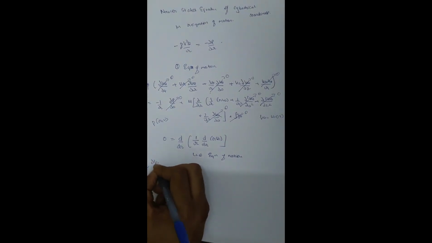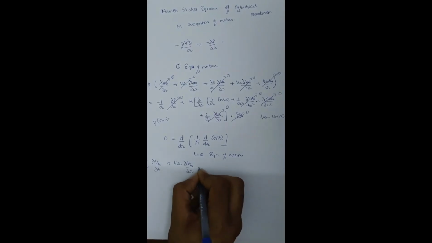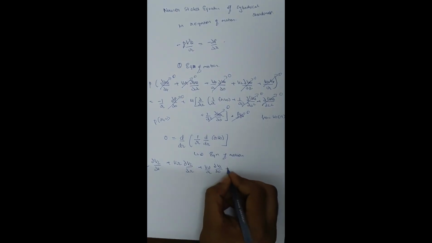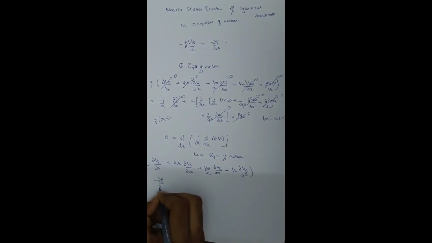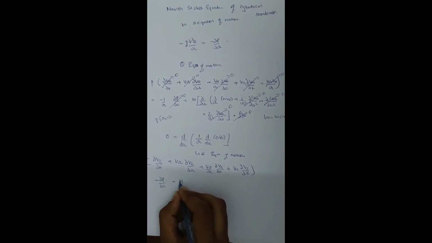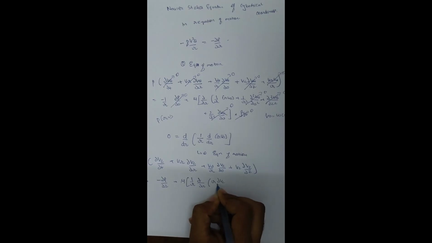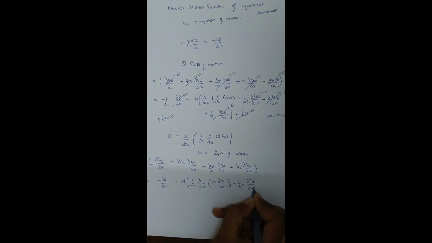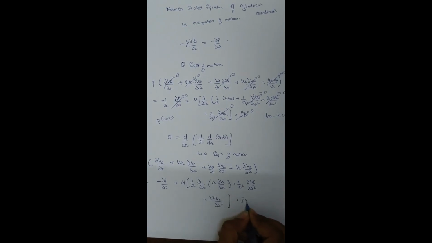So our equation over here is ρ(∂vz/∂t + vr ∂vz/∂r + (vθ/r) ∂vz/∂θ + vz ∂vz/∂z) = -∂p/∂z + μ[(1/r) ∂/∂r(r ∂vz/∂r) + (1/r²) ∂²vz/∂θ² + ∂²vz/∂z²] + ρ gz.